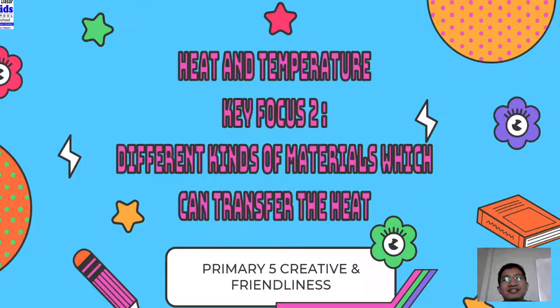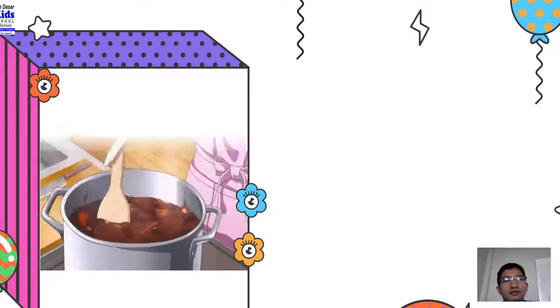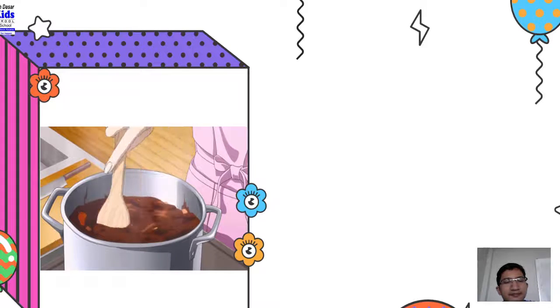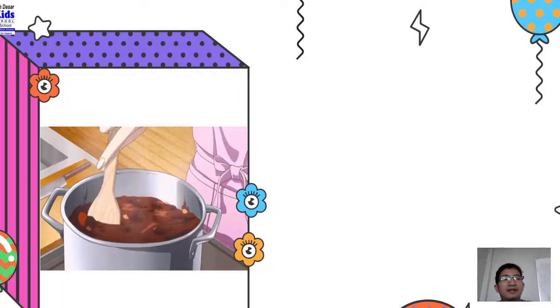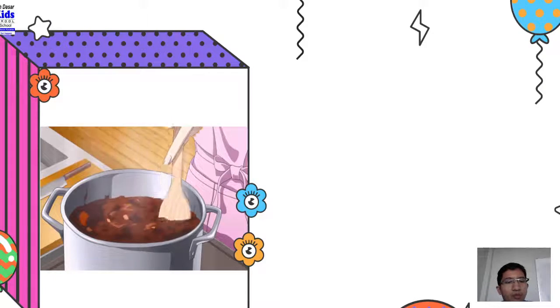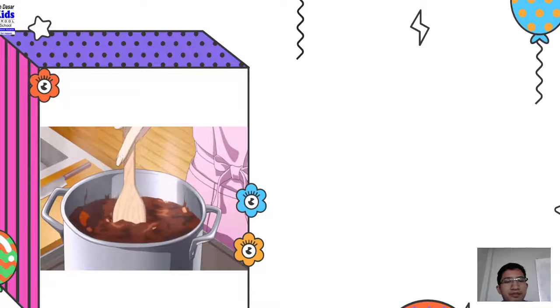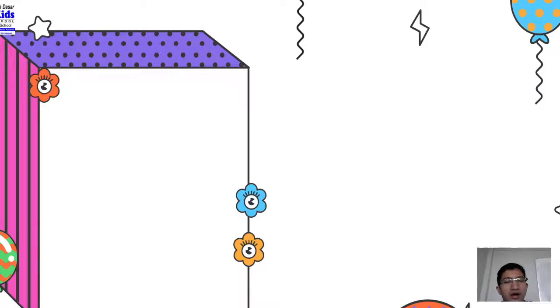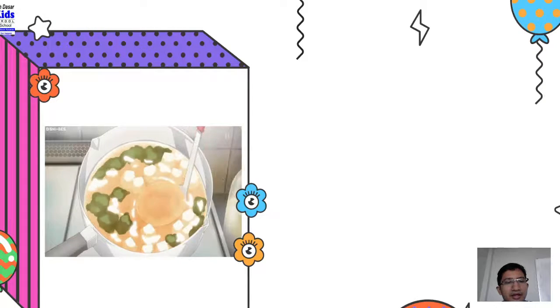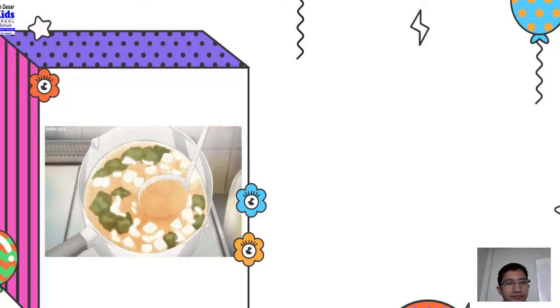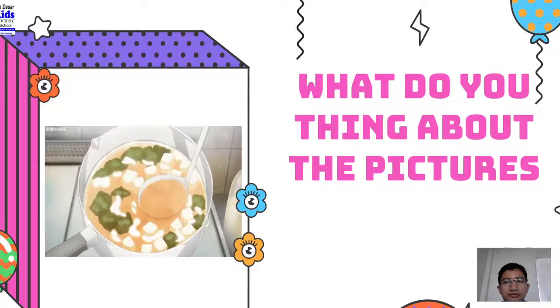Okay, class? Let's start. First of all, you can see in this picture that someone is cooking. When they are cooking, the stove heats the metal, and the things inside, the water or the food that is boiled inside, becomes hotter and is boiled. How does this happen? When you are cooking, the heat transfers from the fire in the stove into the metal and into the things inside. So this is what happened.